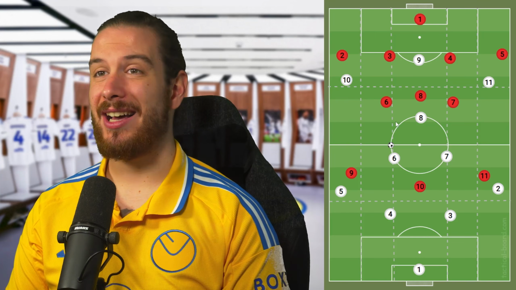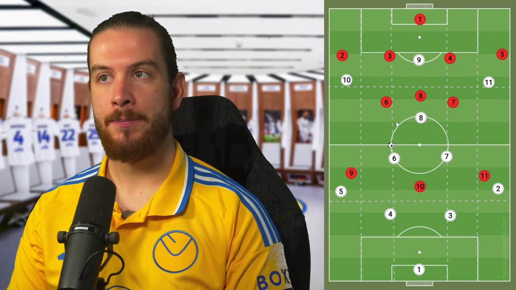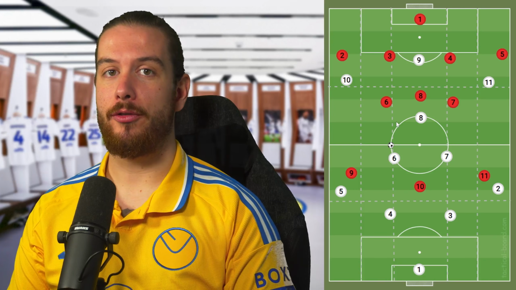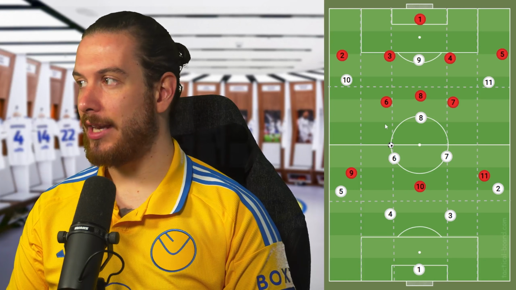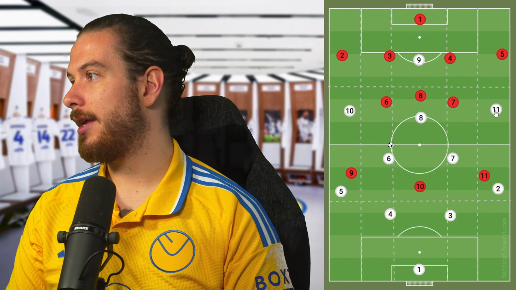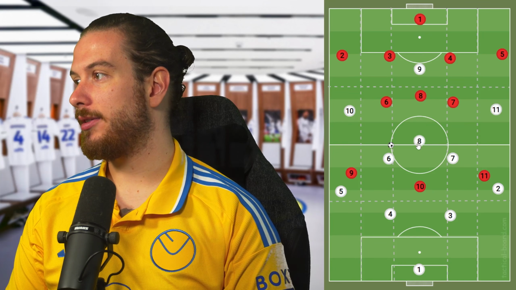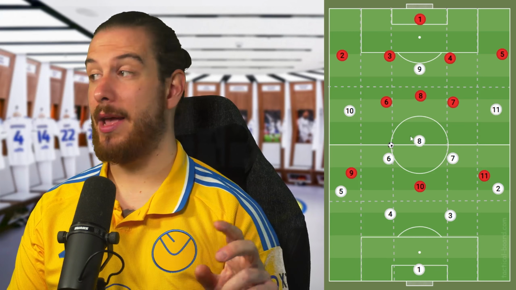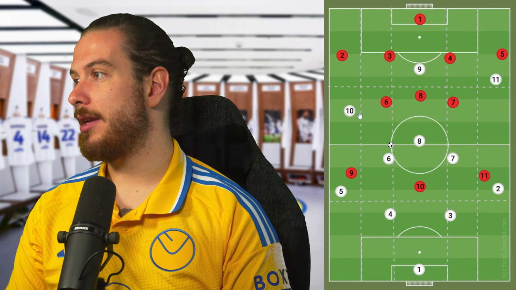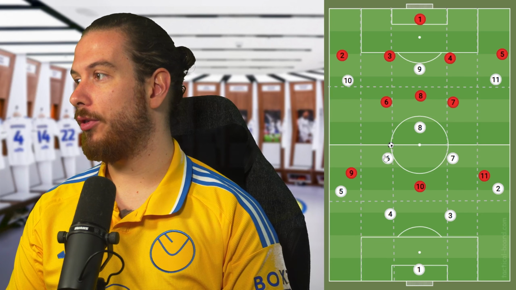First of all, I think based on what we've seen from pre-season and based on the signings that we've made, it does seem like we're going to go for a 4-3-3, which is a slight adaptation from the 4-2-3-1. So if you look at the 4-2-3-1, it's a little bit more like this. The 4-3-3, all it does is pull this number 10, which would now be a number 8, back into the midfield, and it moves the wingers a bit further up as well to create a 4-3-3.